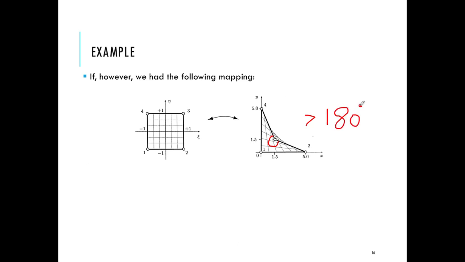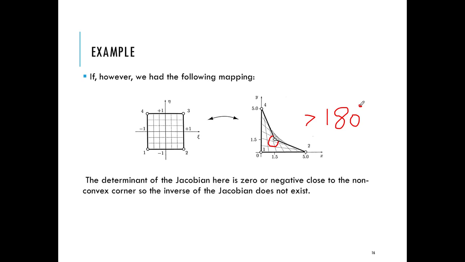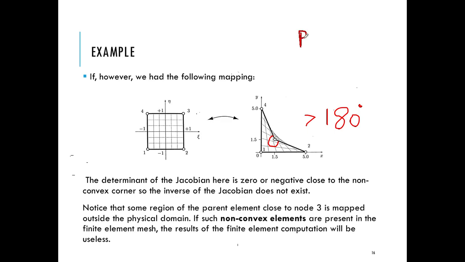Then if I find my Jacobian, I'm not going to do it right now, it turns out that the determinant becomes less than 0 at this corner, at these points right here, such that in this case the inverse of the Jacobian does not exist and we cannot find the B matrix, which means that this mapping is no good. That is, this particular physical element that we might have made is completely useless for us.